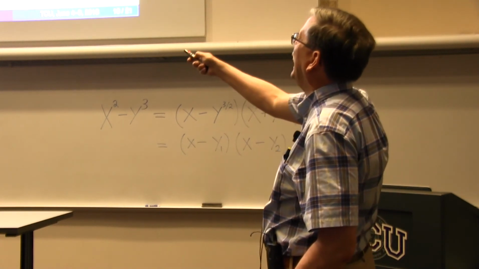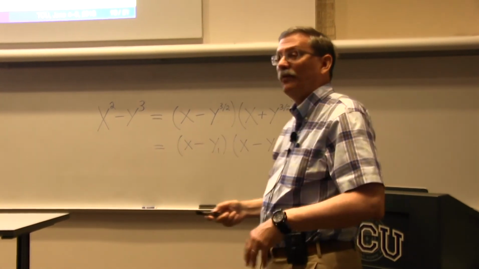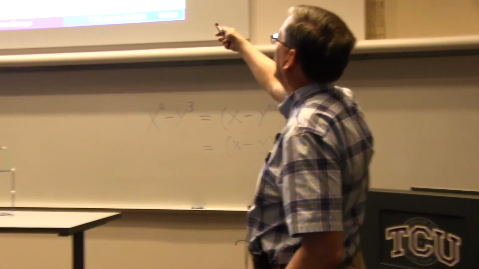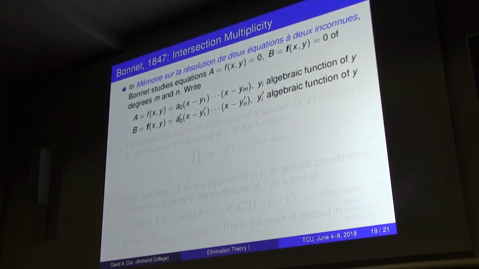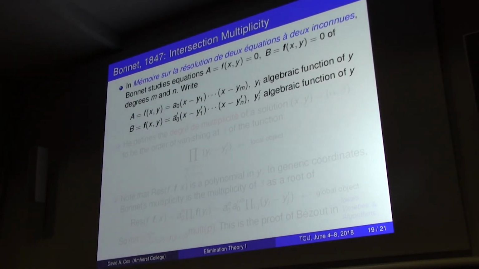Now here in Bonnet, this is the Bonnet of the Gauss-Bonnet theorem, but here is his work on intersection multiplicity. Again, this is the memoir on the solution of two equations in two unknowns. And so he writes the equations. He uses an F for the first one and a boldface F for the second one. And so then the idea is that you take, now in this case, he's not going to use the Poisson one.